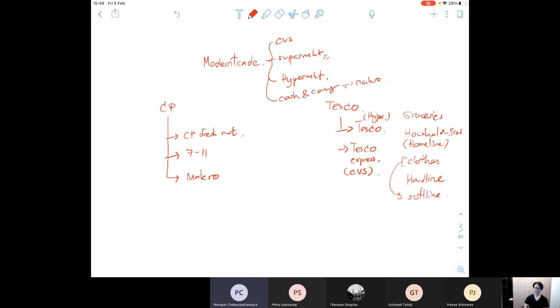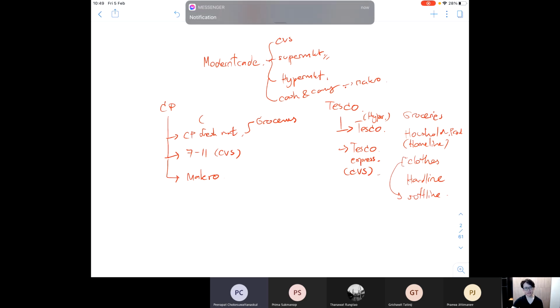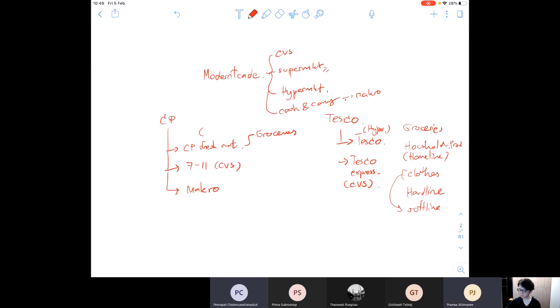All right. Just to get an idea, now we know what sort of businesses are involved here, right? And you also know that Fresh Mart is probably selling only groceries, right? 7-Eleven, well, what is 7-Eleven? CVS. What do you think CP Fresh Mart is? Is it CVS or what sort of thing is it? Supermarket. It could be. Yeah, or you can argue that it could be CVS or supermarket. Yes. All right, and Macro, we know up there, is cash and carry.